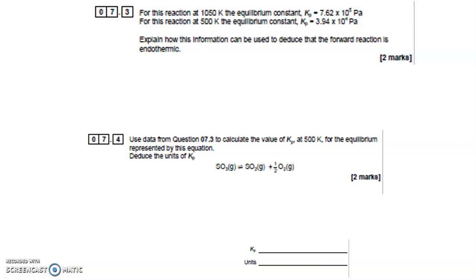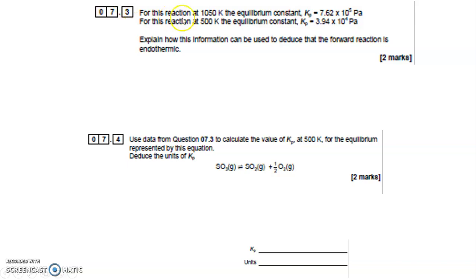Explain how this information can be used to deduce that the forward reaction is endothermic. Well, if the forward reaction were endothermic, in other words taking in heat, if I provide heat, then it will go to the right hand side, because going to the right hand side it's endothermic, taking in heat. Le Chatelier's principle says that whatever I do, it will oppose that change. If I provide heat, it will go to the right hand side to try and take away some of that heat.